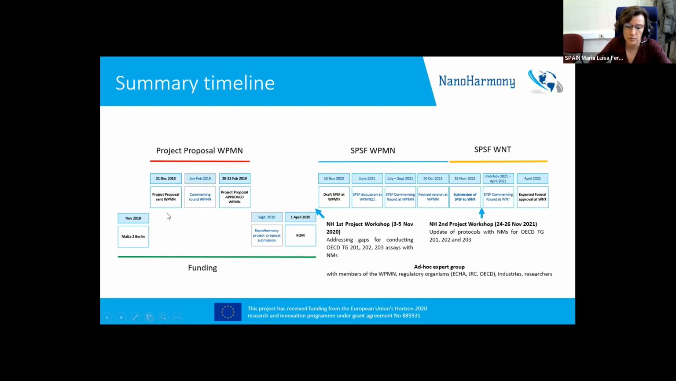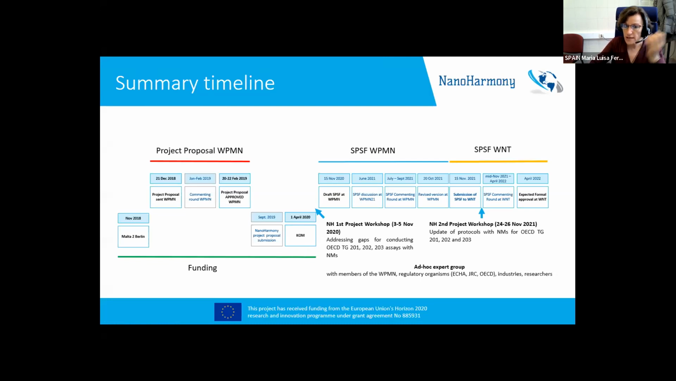We sent our project proposal in December 2018, and after the commenting round in the WPMN, the project was approved in February 2019. In the meantime, we looked for funding. We also participated in the Malta initiative, and here we discussed the necessity, and all these slides were also shown at this meeting, and we could enter in the project proposal submission of NanoHarmony, which was approved in April 2020. The kickoff meeting was in April 2020.